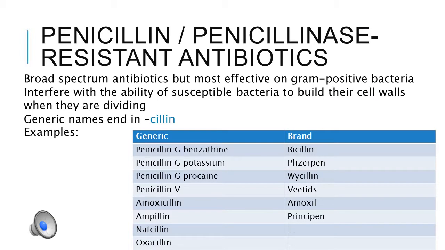Penicillin and penicillinase-resistant antibiotics are mostly effective on gram-positive bacteria, although as a class they are broad-spectrum. They work by interfering with the ability of susceptible bacteria to build their cell walls when they are dividing. The generic names of this class end in "cillin." We have all seen penicillins before. Our parents gave it to us as children to treat infections, and we've even seen it in our OB clinical because we give penicillin G to expecting mothers if they have group B streptococcus.